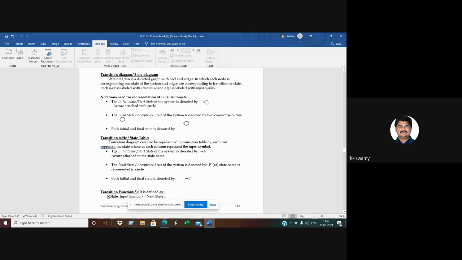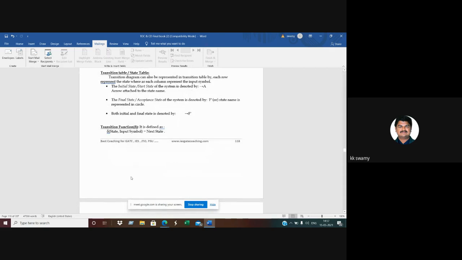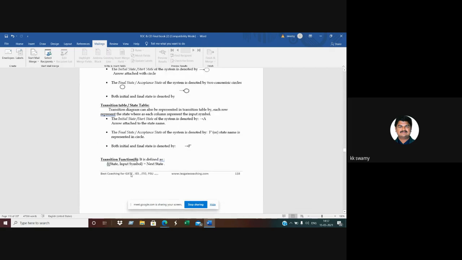Next, the transition table. A table contains a set of rows and columns. The rows belong to the state names, and the columns belong to the input symbols. That's why the transition diagram can also be presented as a transition table. Each row represents a state, whereas each column represents the input symbols. The initial state, the starting state, is represented by the arrow mark, and the final state is represented by the double circle.